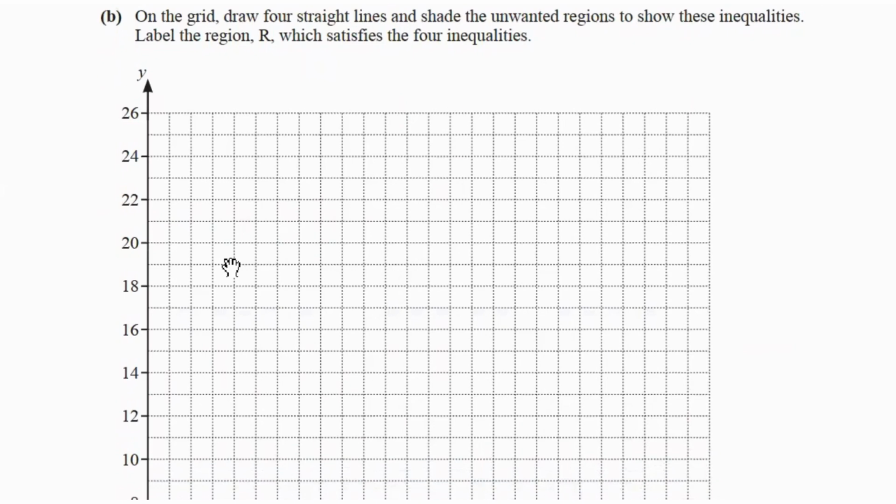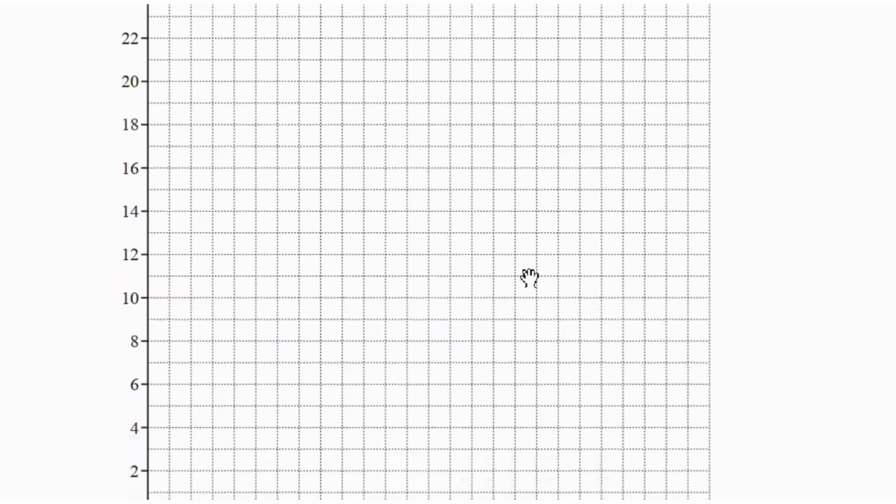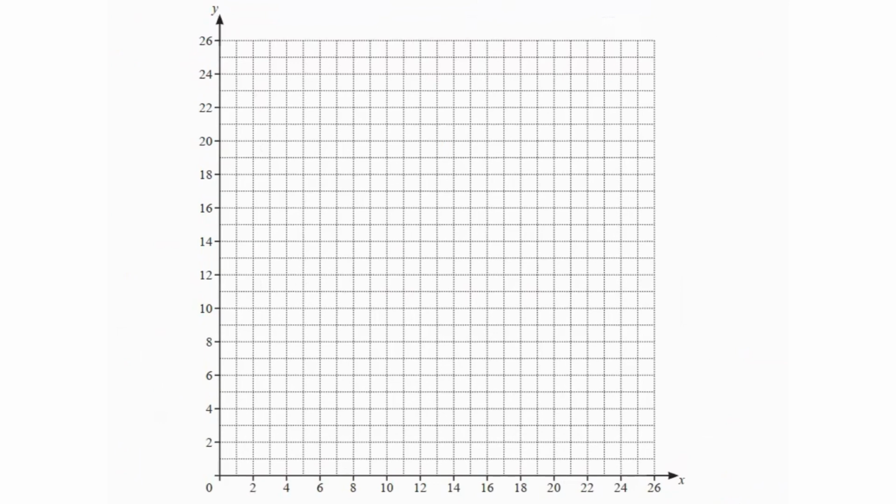On the grid, draw 4 straight lines and shade the unwanted regions to show these inequalities. Label the region R, which satisfies the 4 inequalities. So we have x is less than or equal to 16, y is less than 10, x is greater than y, and x plus y is less than or equal to 24.